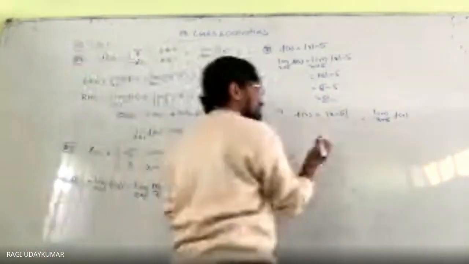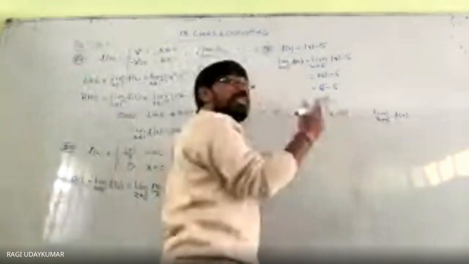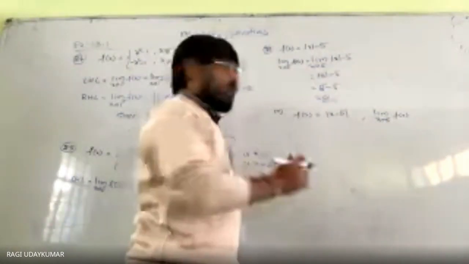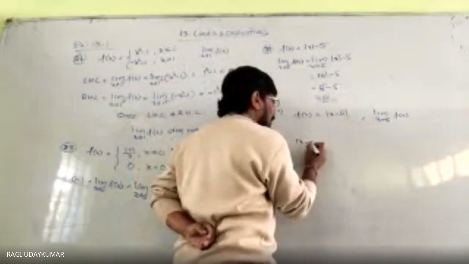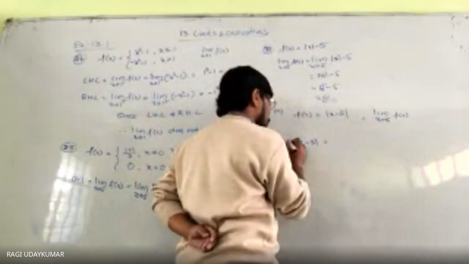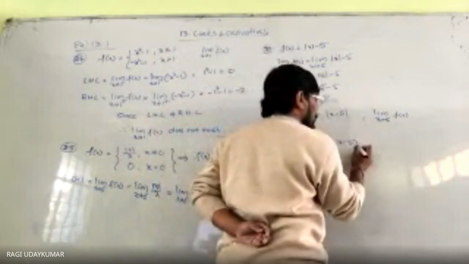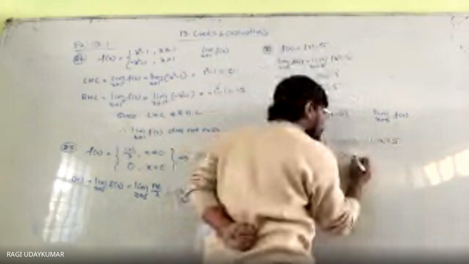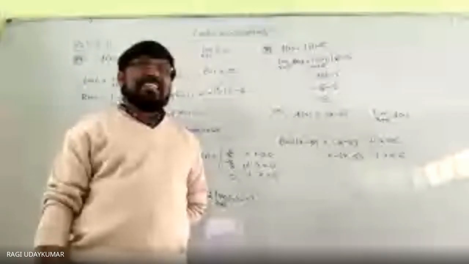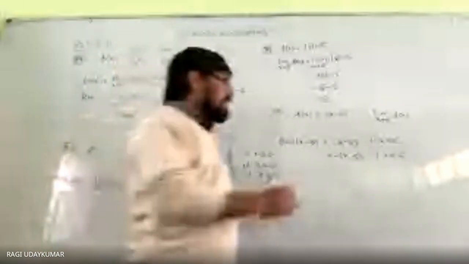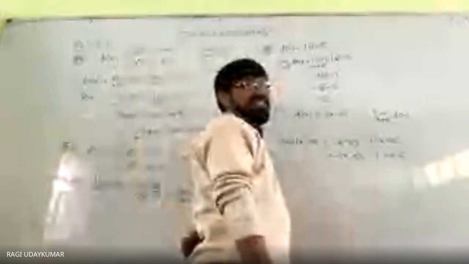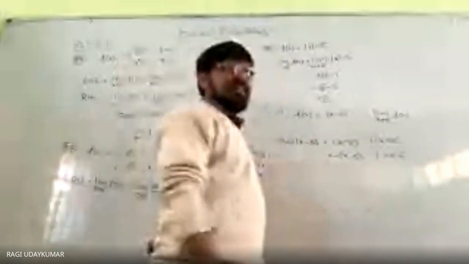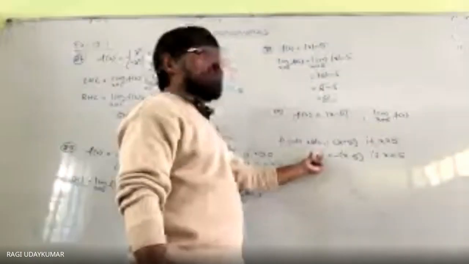Definition of this one you need to see. This function can be written in another way also. First, mod x minus 5 can be written as x minus 5 if x is greater than 5. It is equals to minus of x minus 5 if x is less than 5. And it is equals to 0 if x is equals to 5. ये definition of this one.